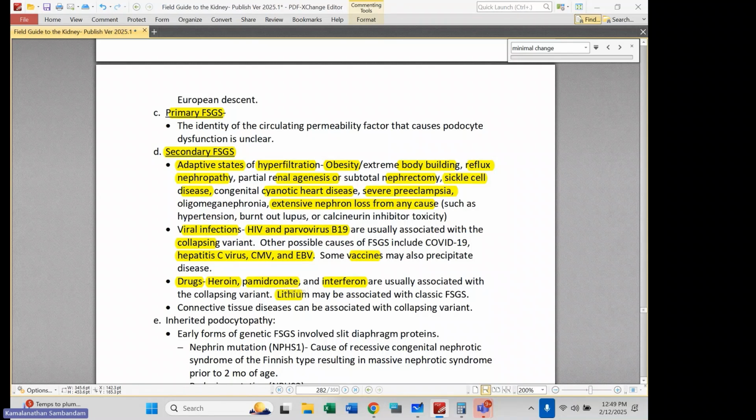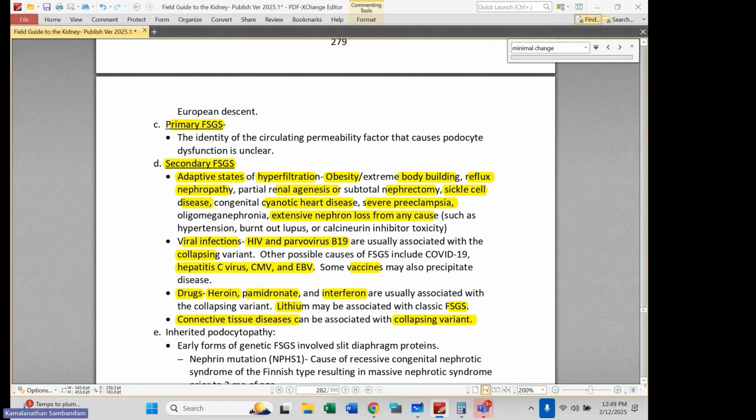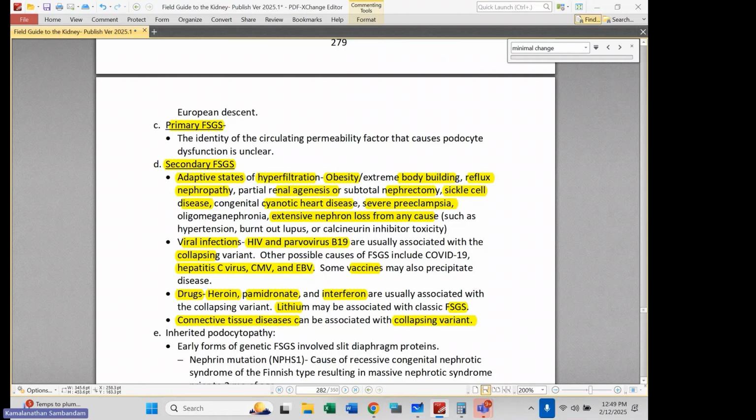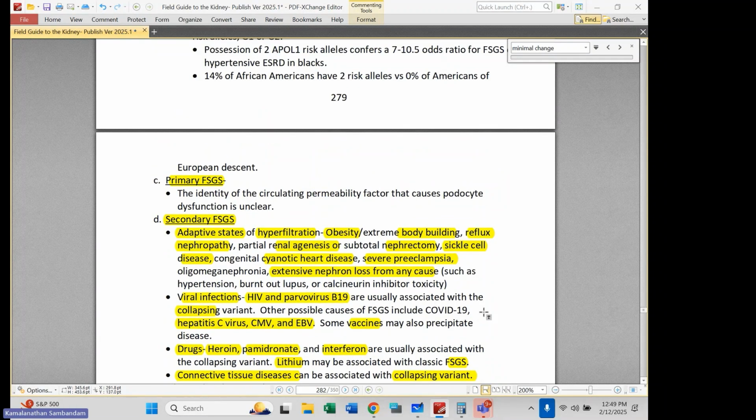Lithium is associated with FSGS as well. And then there are some associations with some of the connective tissue diseases. We have a lupus patient, for instance, who presented with collapsing FSGS. He also has, blanking on it, macrophage activation syndrome as well. So there are immunologic precipitants for this FSGS, particularly the collapsing form of FSGS.